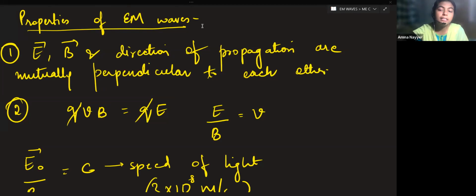Before this, we had seen one more thing: the normal common wave equation. For the electric field, we have E naught sine kx minus omega t. E naught was the peak value. Peak value means the maximum amplitude, the maximum value in the graph that you have. k was the angular wave number. This will be used in today's class.